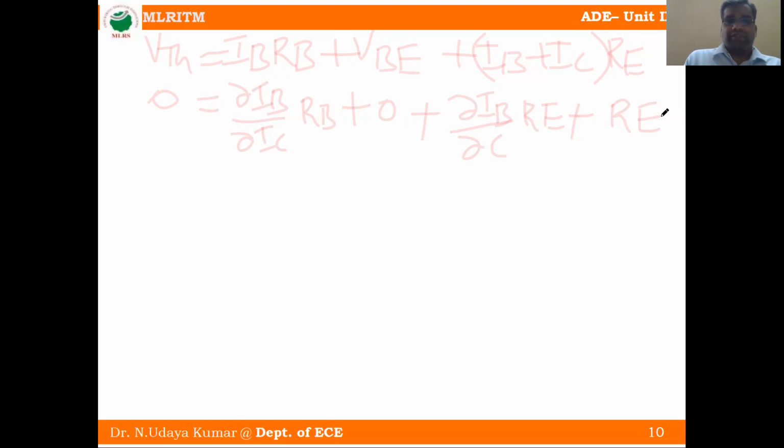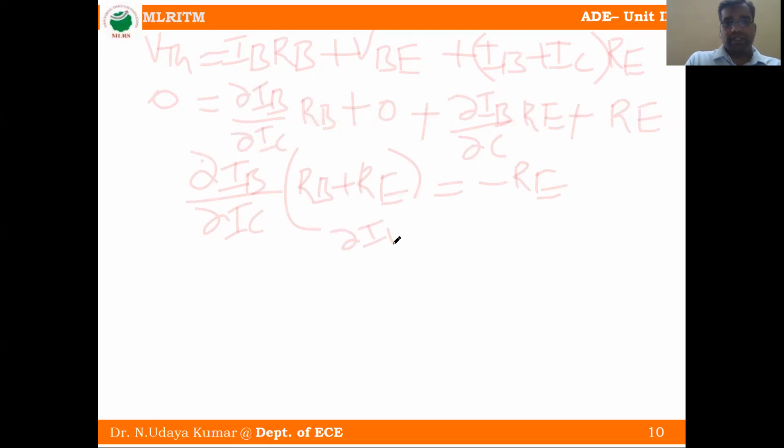Understood this one? So I am differentiating with respect to IC. The first term is 0, that is equal to dou IB by dou IC into RB, plus the constant, whose differentiation is 0, plus dou IB by dou IC into RE, plus here only the IC term, IC into RE, with respect to IC we will get RE. Okay, so from this dou IB by dou IC is common. What we get? (RB plus RE) dou IB by dou IC is equal to minus RE, because we move the other term to the right hand side and divide.